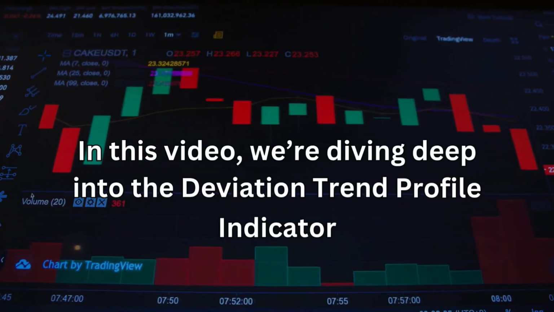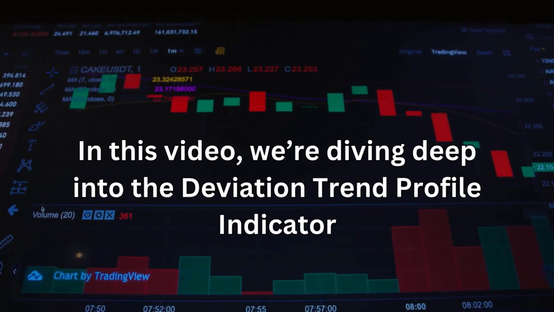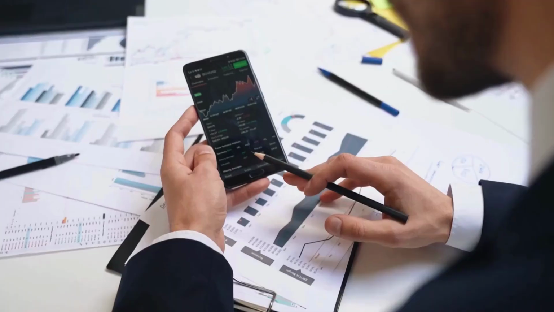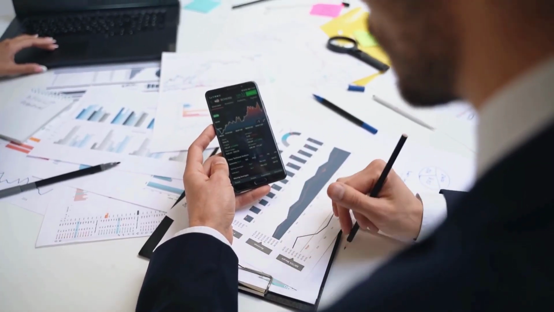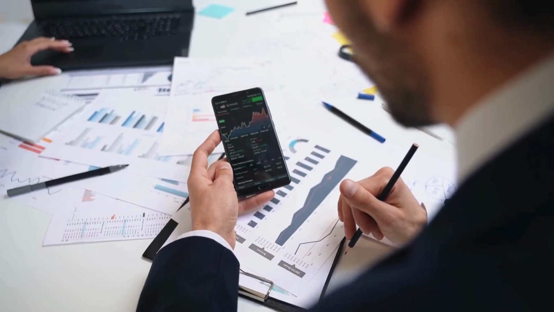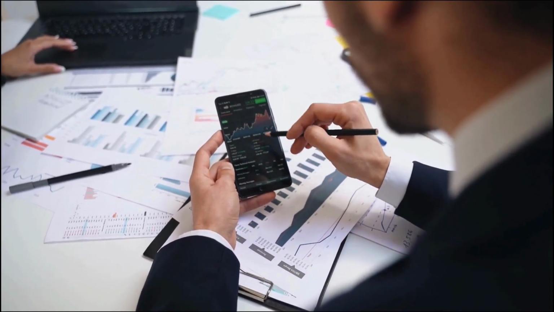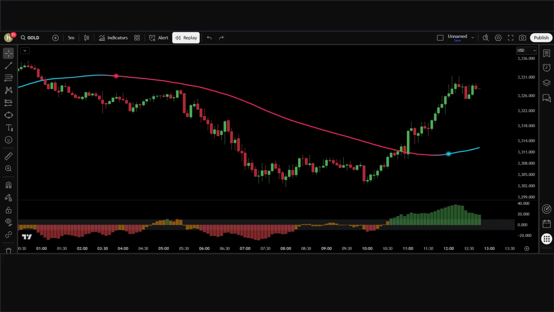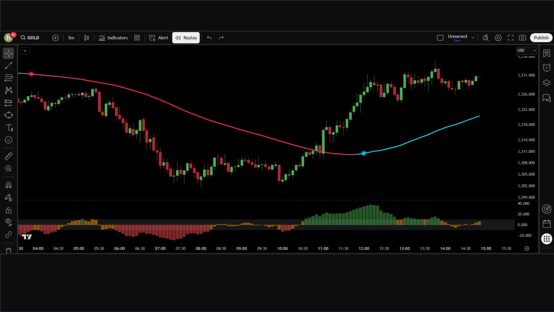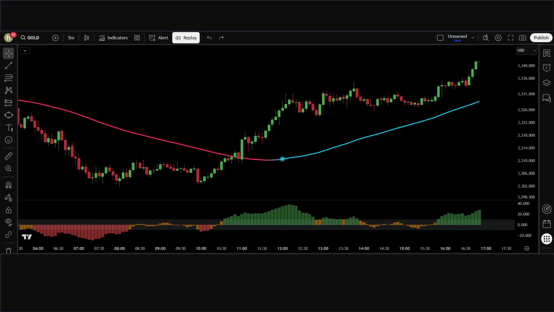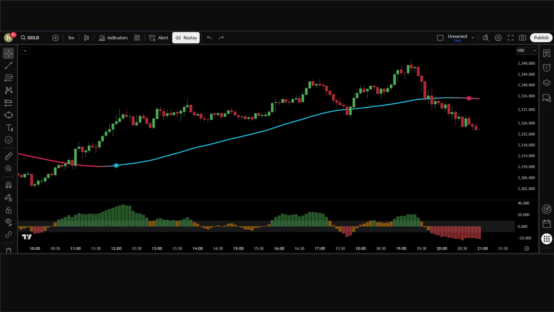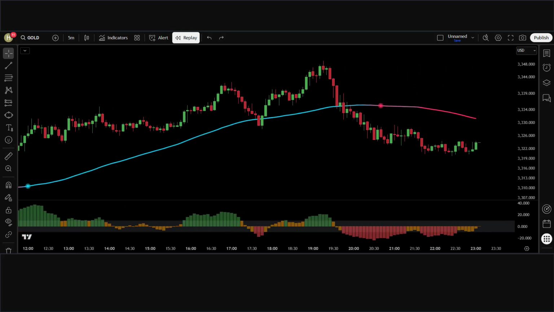Welcome back, traders. In this video, we're diving deep into the Deviation Trend Profile Indicator, one of the best TradingView tools for reversals and trend analysis. If you've been looking for a Forex reversal signal indicator with high accuracy, this is a must-have addition to your TradingView setup. The Deviation Trend Profile plots dynamic, deviation-based trend bands that help you pinpoint potential reversals and breakout zones before they happen.